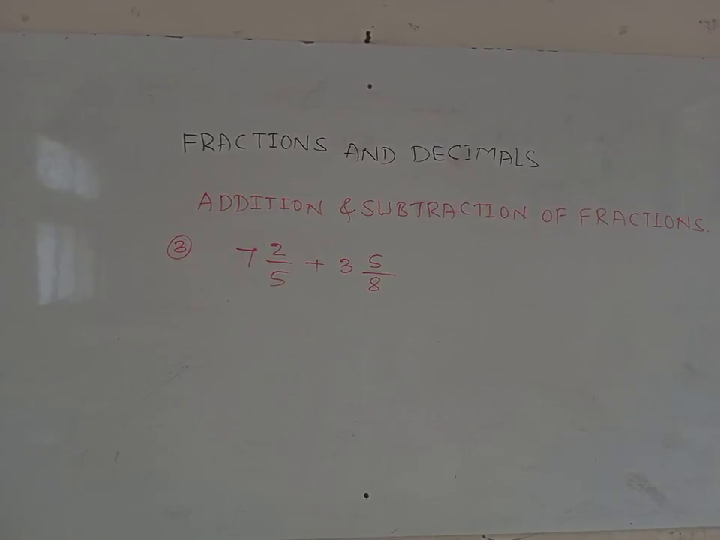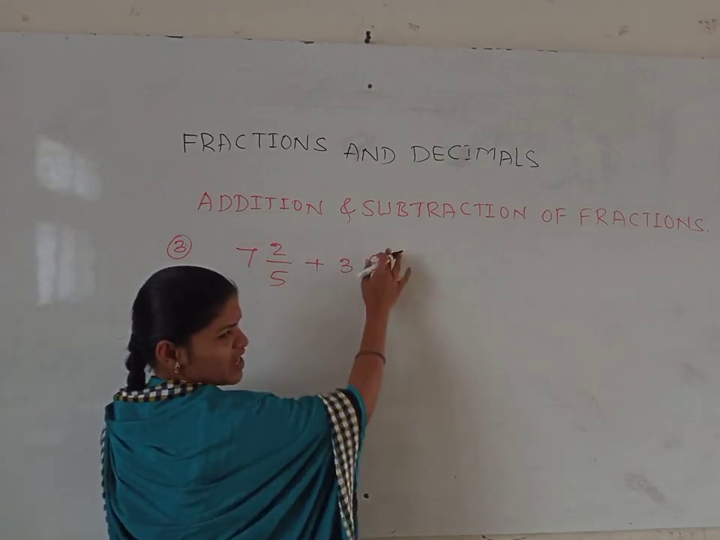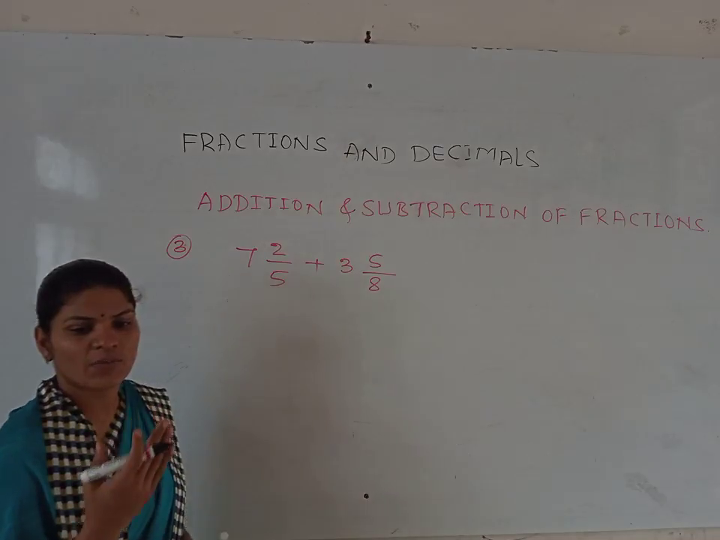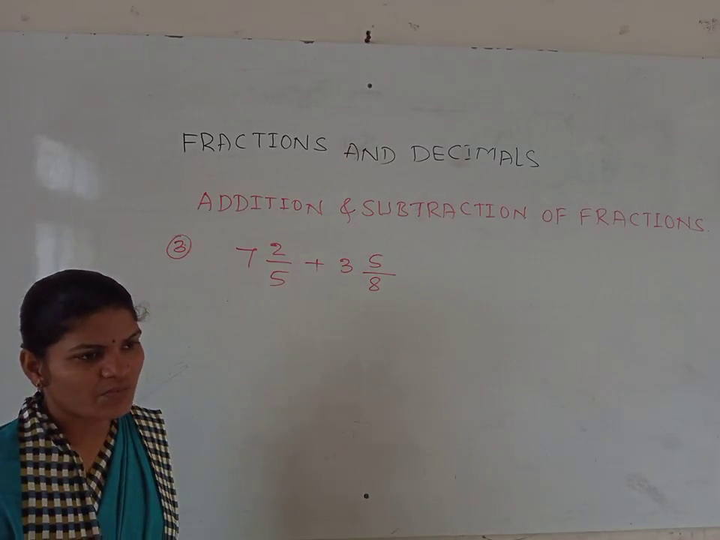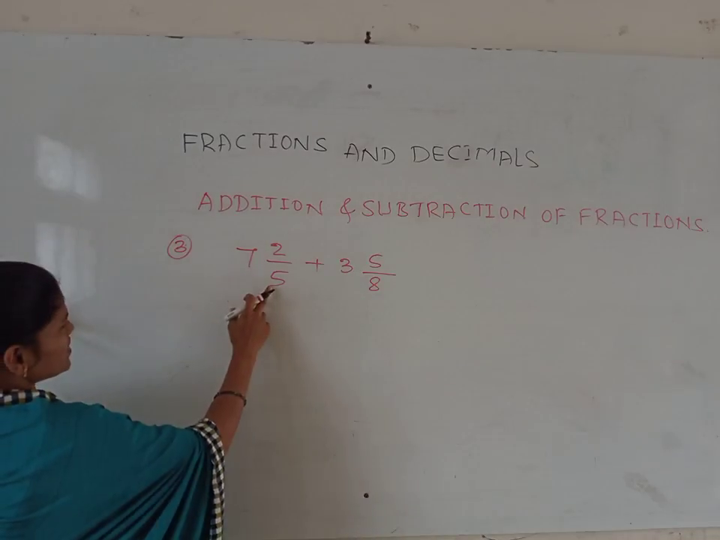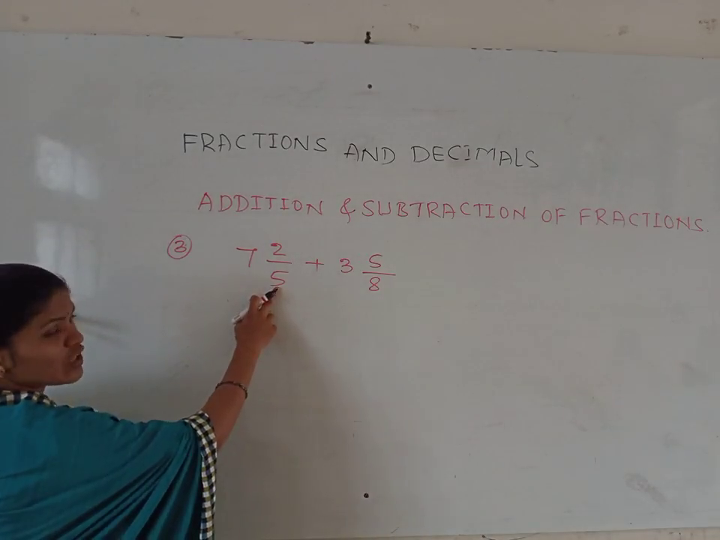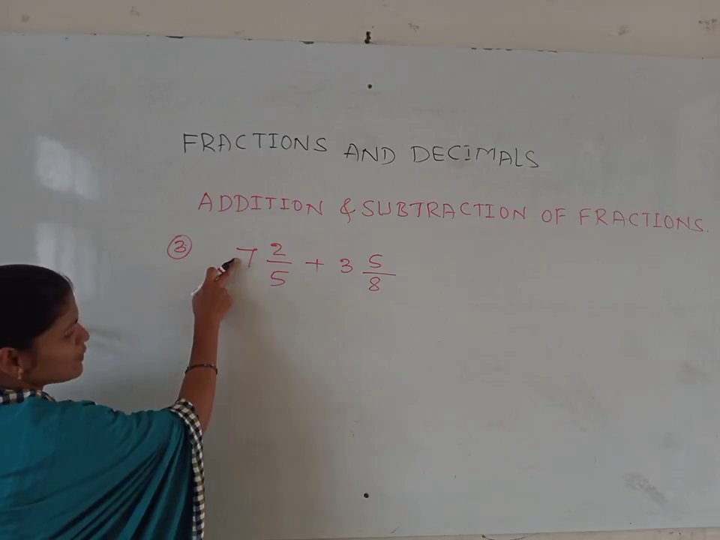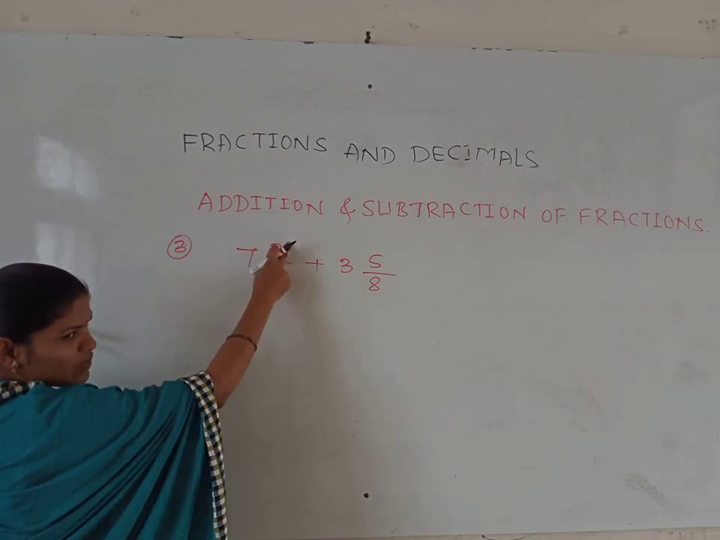Yes, once again, if you want, you can see here. I will follow just the second method. First I will convert the mixed fraction to improper. Then I will make the denominator same. Then finally we can add. Yes, how to convert mixed to improper? Denominator multiplied by the whole number plus numerator.